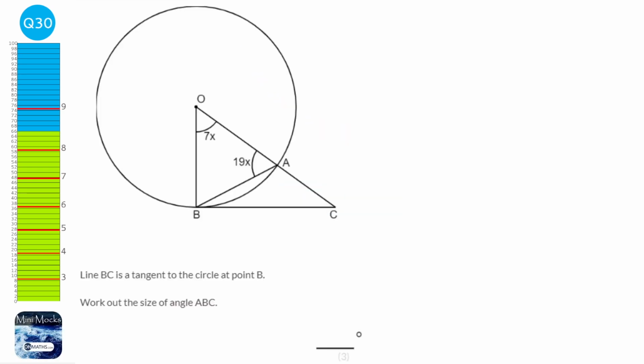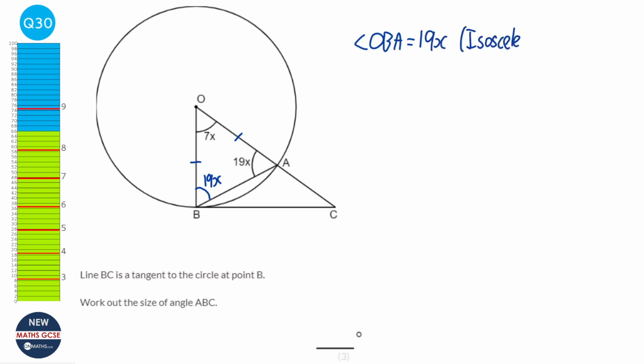The first thing to notice is we actually have 2 radii here. So we've got this radius here and this radius here, and all radii are always equal in length. So we have an isosceles triangle here. So this angle here is going to be 19x as well, and we've got to write that down. So we're going to say angle OBA is equal to 19x, and the reason is it's an isosceles triangle.